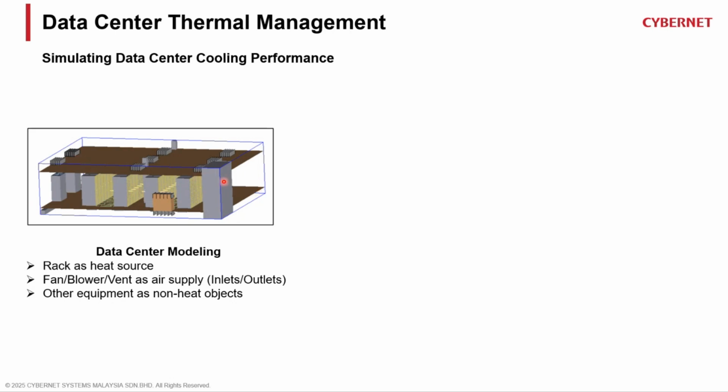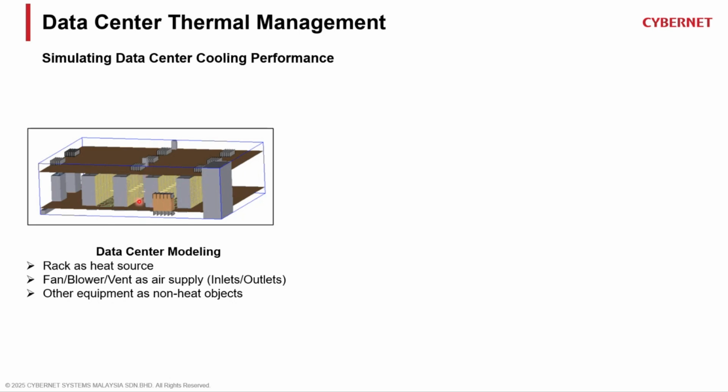You model the space itself, and then you're going to have what we call the heat source. The rack or the data server is going to be emitting a lot of heat, so you have to model that. And as for the airflow side, of course you're going to have the fan or the blower and the vents as your air supply, the inlet and outlet in and out of the data center room, so you model that too.